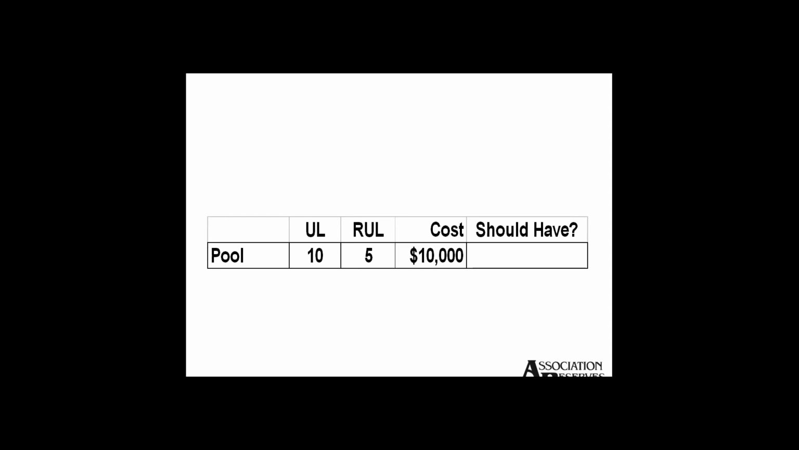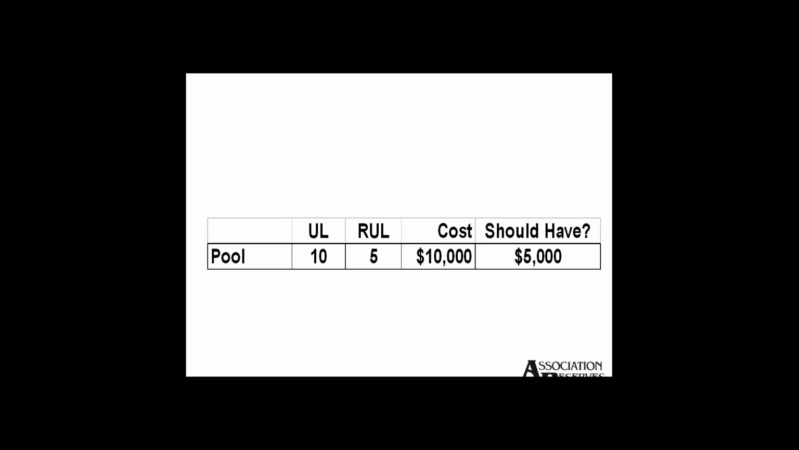Let's do the same thing for the second component, pool resurfacing. It has a 10-year useful life, and its remaining useful life is 5, meaning its life is halfway used up. With a current replacement cost estimate of $10,000, how much do you think would be a good number for an association to have set aside at this time for the pool resurface project? They don't need it now, but it's got a $10,000 current cost. Life is halfway used up. Think about it. Again, your intuition was probably correct. $5,000 is a good amount for the association to have set aside at this time for their pool project.